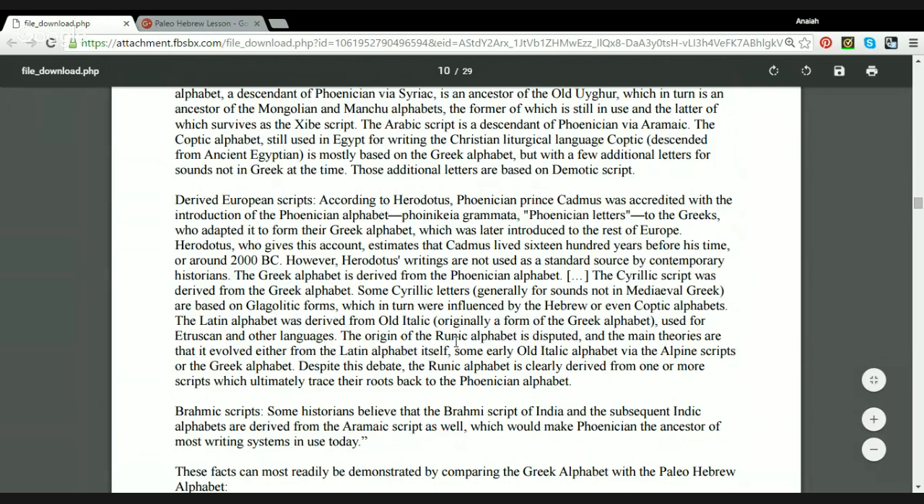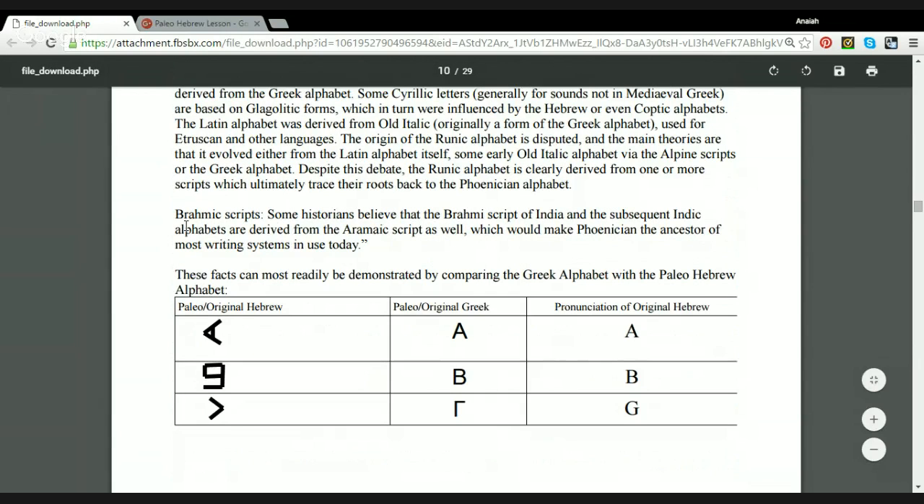That's English and German, runic alphabet. And the main theories are that it evolved either from the Latin alphabet itself, some early Old Italic alphabet via the Alpine scripts, or the Greek alphabet. Despite this debate, the runic alphabet is clearly derived from one or more scripts which ultimately trace their roots back to the Phoenician alphabet. And finally, Brahmic scripts. Some historians believe that the Brahmi script of India and the subsequent Indic alphabets are derived from the Aramaic script as well, which would make Phoenician Paleo-Hebrew the ancestor of most writing systems in use today.